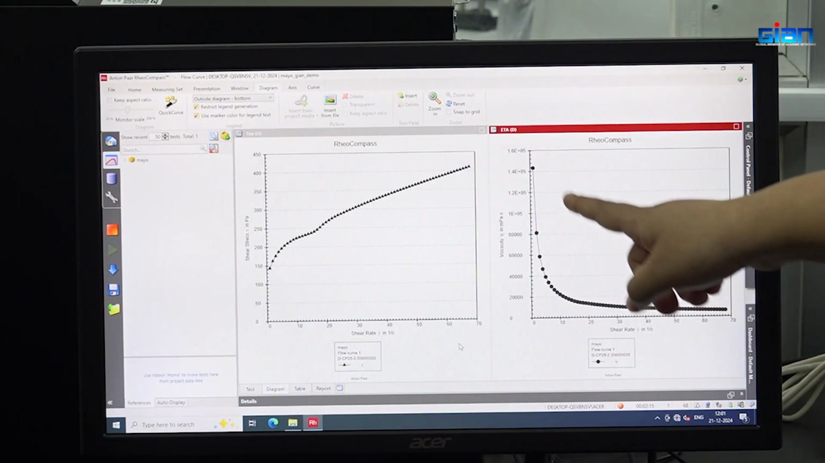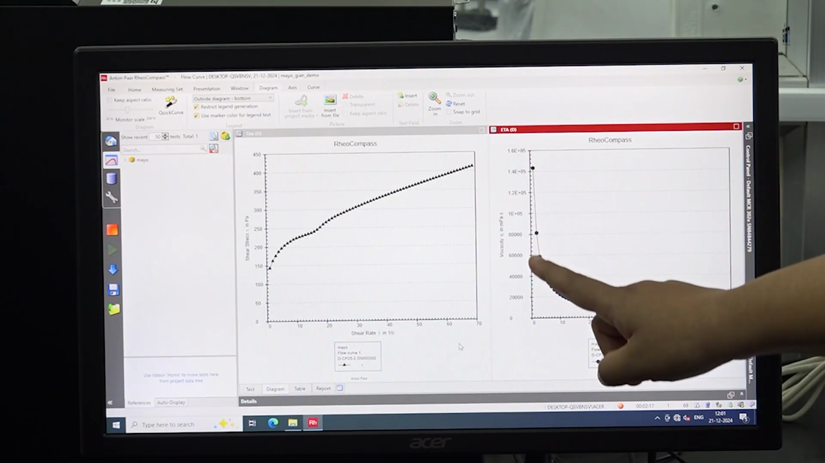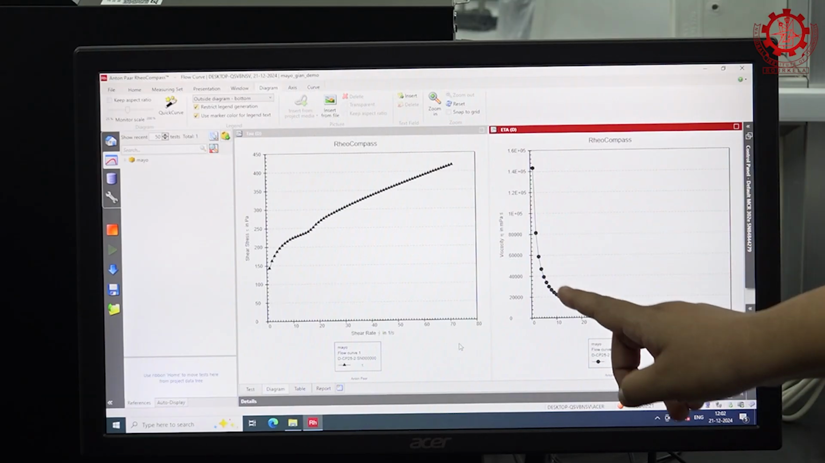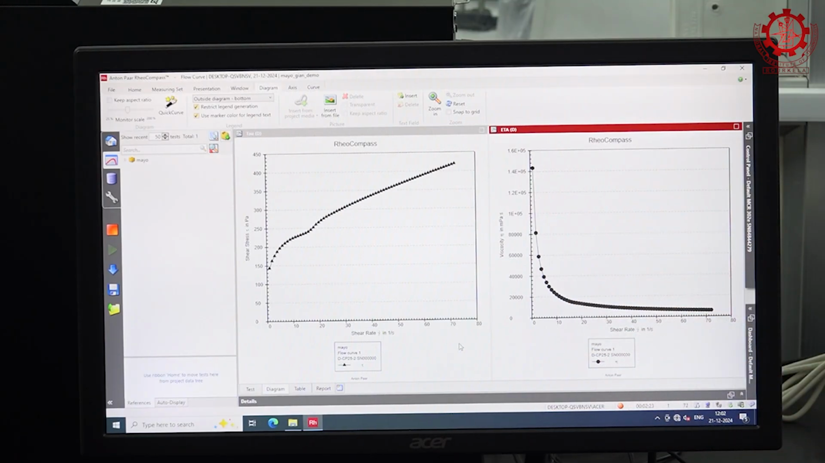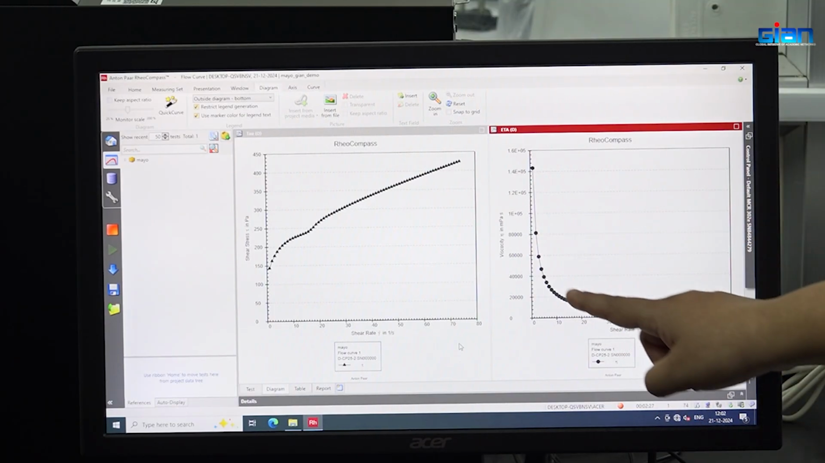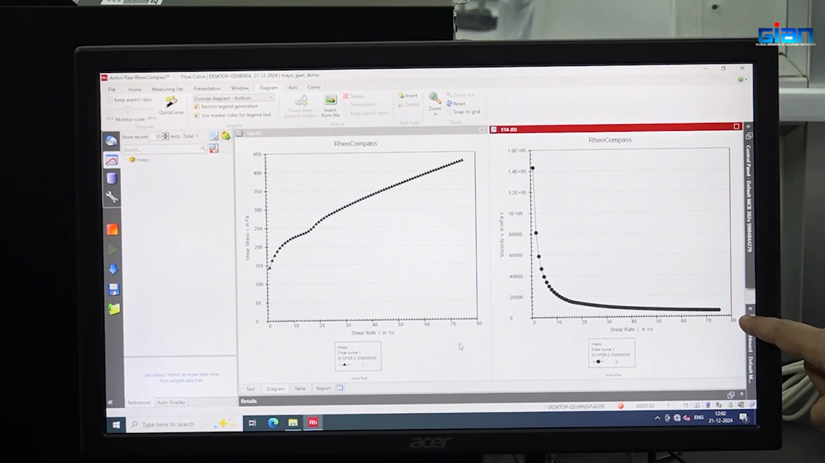See, this plot is showing the viscosity versus the shear rate. So as I was telling, there are two behaviors. One is shear thickening and one is shear thinning. Here, with increase in the shear rate, the viscosity decreases. This means it's shear thinning. It's showing shear thinning behavior.